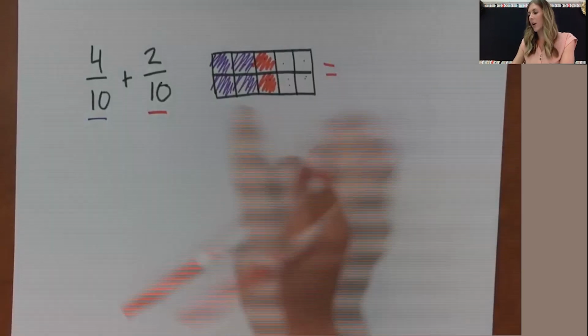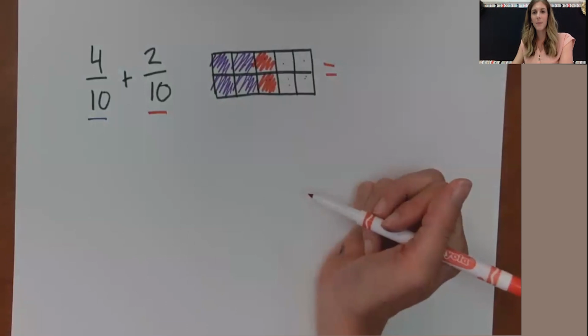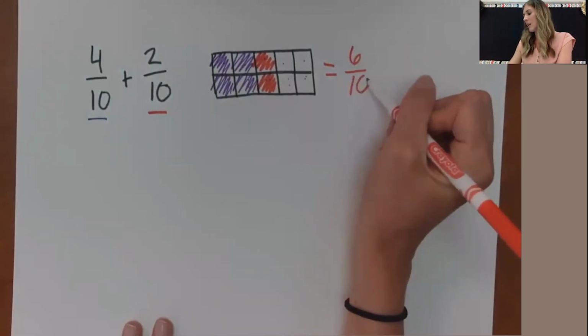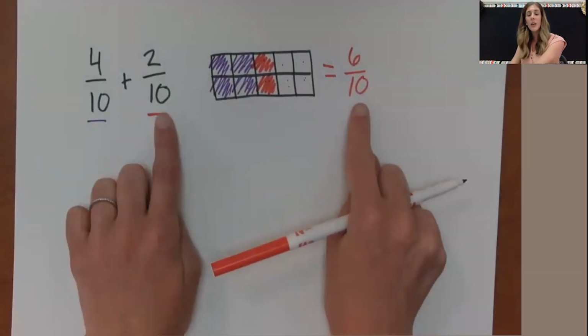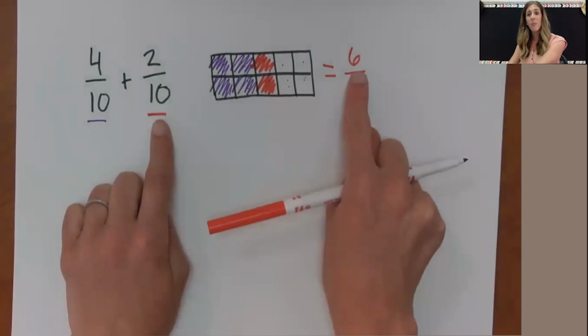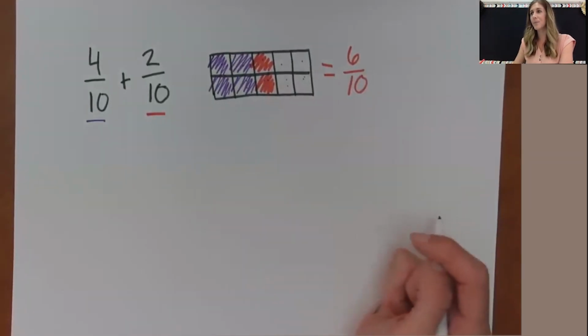So all together, how many of those 1/10 pieces do we have? Correct, 6/10. We notice that our denominator didn't change because the size of our pieces didn't change, but the amount of pieces we had did change to 6 pieces.